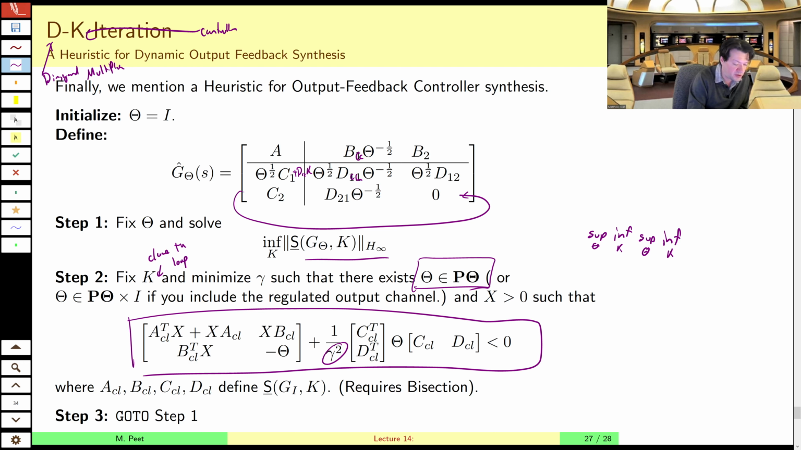You can do a variable substitution on gamma, actually. Note that here we've got gamma here and theta here. So that's actually a bilinear in gamma and theta. But, right, you can do bisection on gamma, and it's just formulated as a sequence of optimization problems on theta. That's not actually how MATLAB does it, because bisection is slow, but it's the most obvious step. This now becomes a little bit tricky, and there's so many variations on DK iteration.